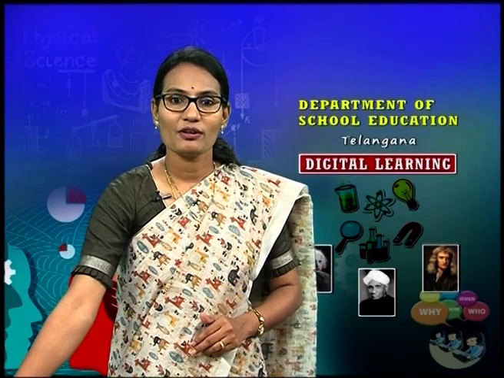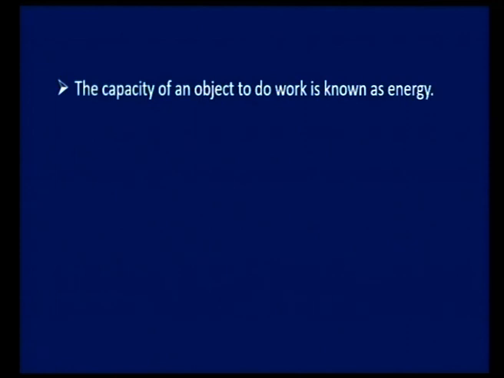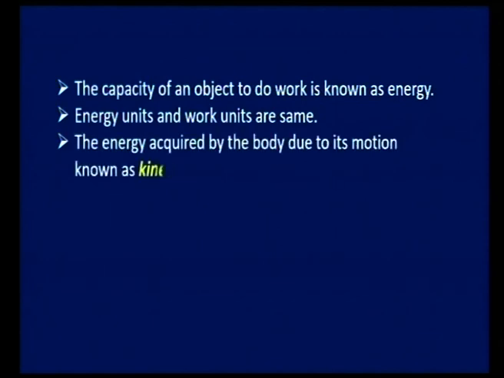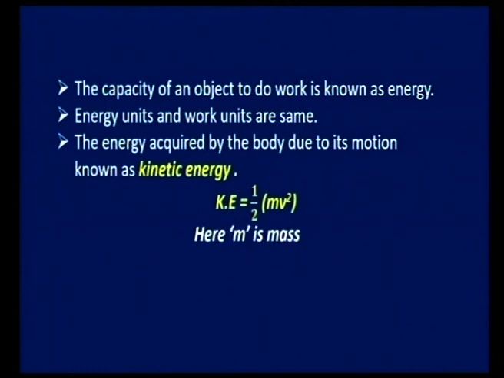The capacity of an object to do work is known as energy. Energy units and work units are the same. The energy acquired by a body due to its motion is known as kinetic energy. The formula for kinetic energy, children, is half mv square. So children, these are the important points. Note down these points, children. Here m is mass and v is the velocity.